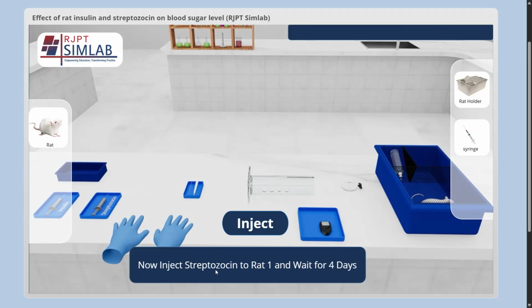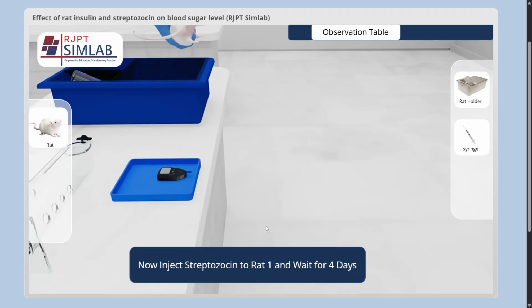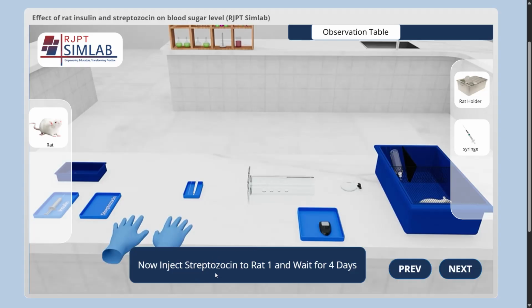Now we will inject the streptozotocin drug to the first rat and wait for 4 days. By clicking the inject button, we will take out our first rat and administer the streptozotocin drug through the intraperitoneal route, inside the abdominal cavity. As we know, streptozotocin will kill the pancreatic beta cells present inside the pancreas, and it will decrease the production of insulin. So the blood glucose level will increase.